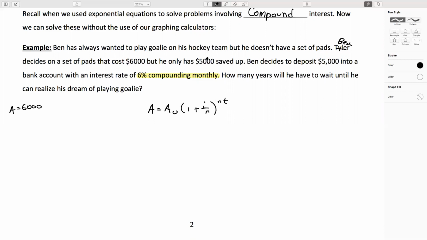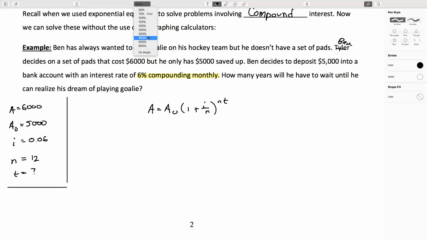A naught is 5,000. That's how much Ben started with. Interest rate I is 6% compounding monthly, so I is 0.06. N is the number of compounding periods per year, and N is 12 because we're compounding monthly. T is our unknown. T is what we're trying to solve for, okay? So let's put all these variables into our equation and solve for time.